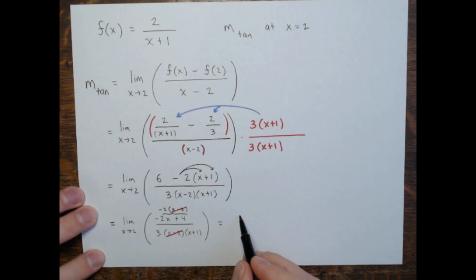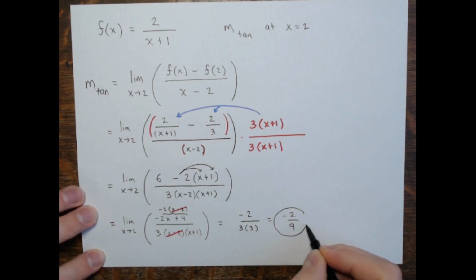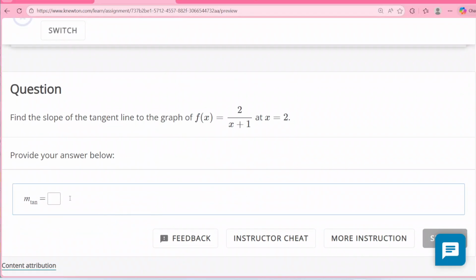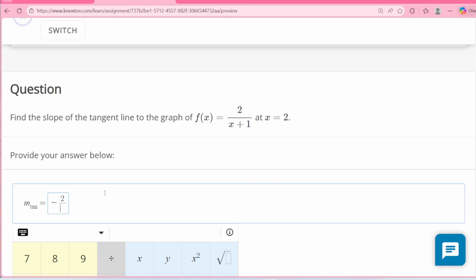And if x approaches 2, then the numerator is negative 2, and the denominator would be 3 times 2 plus 1, 3 times 3. So negative 2/9 is the slope of the tangent line that they are asking for. That's all we're asked for, just the slope of the tangent line, that limit using the first definition there, negative 2/9.